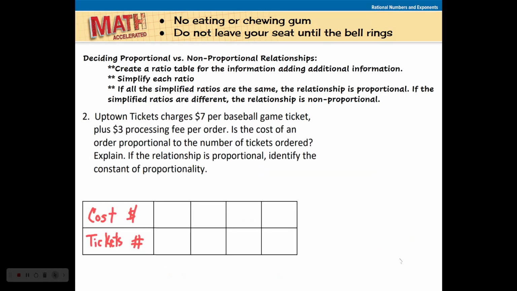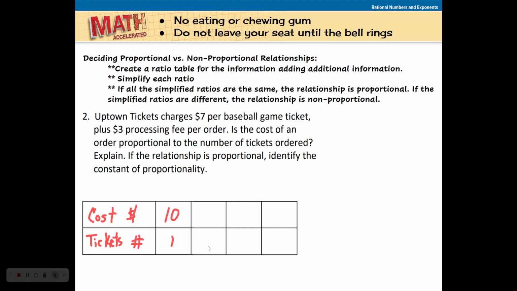Number 2, Uptown Tickets charges $7 per baseball game ticket plus a $3 processing fee per order. Is the cost of an order proportional to the number of tickets ordered? And explain. If it's proportional, identify the COP. So we're going to compare cost to number of tickets. So for one ticket, that will be $7 plus $3 for that order. So for one ticket, it would be $10.